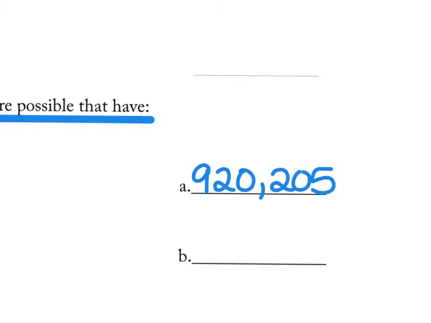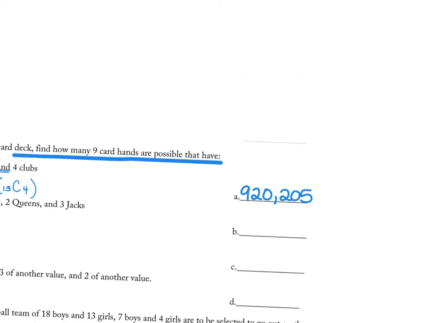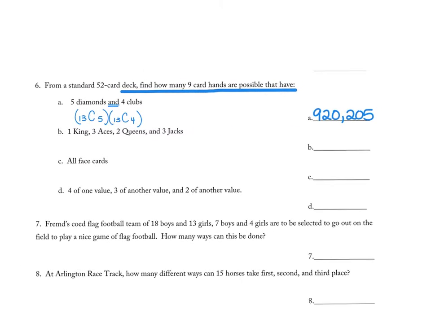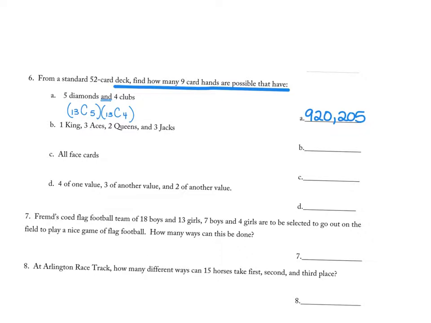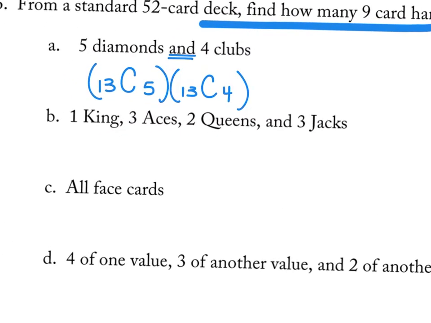So it's 920,205. Okay, 1 king, 3 aces, 2 queens, and 3 jacks. Wow, okay. You need to ask yourself how many kings are in the deck. There's only 4 kings in the deck. So from the 4, I'm choosing 1.